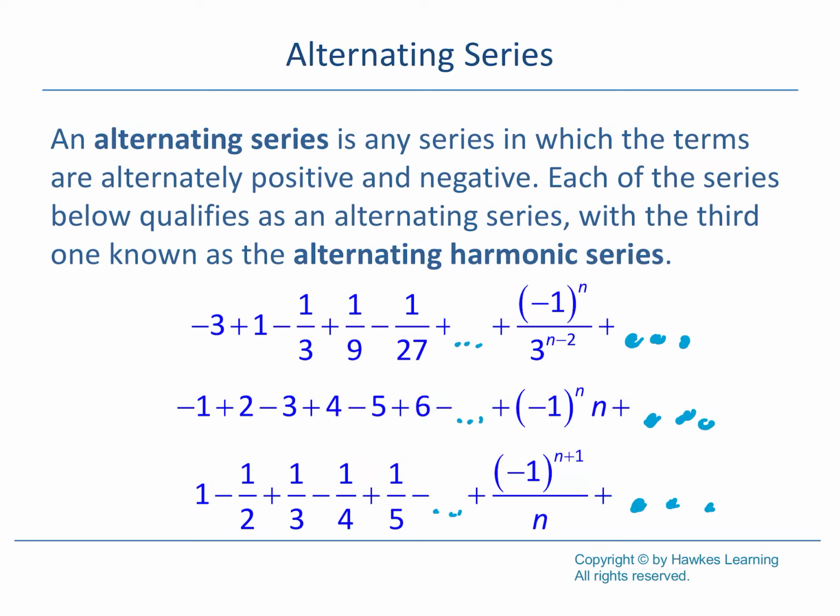That first series that we have here looks pretty geometric to me, with a constant ratio of negative 1/3. This next one looks pretty linear to me, and the terms in that continue to grow unbounded, so I don't have much hope for that one converging. And then this last one looks like the harmonic series, except the signs are alternating, and therefore we give it the very creative name alternating harmonic series. So let's take a look at each of these real quick.